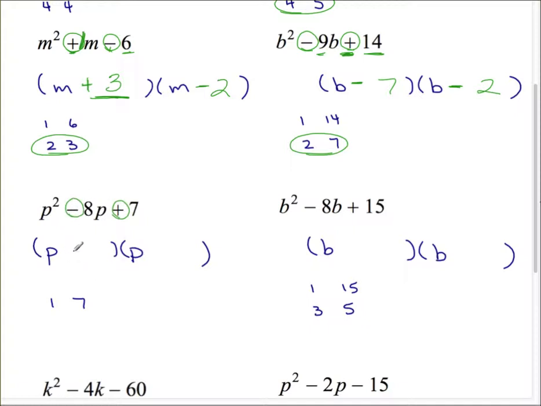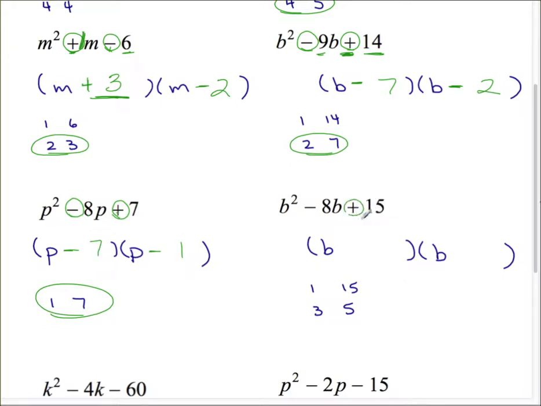This one down here, this tells me the signs are both the same. This tells me they must be negative. So we put our two negative signs in here. They have to multiply to 7 and add to 8. Well, there's only one thing that multiplies to 7, so luckily it adds to 8.